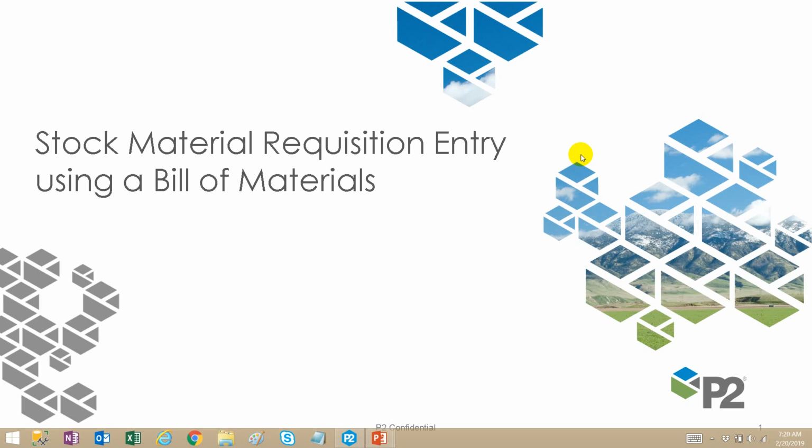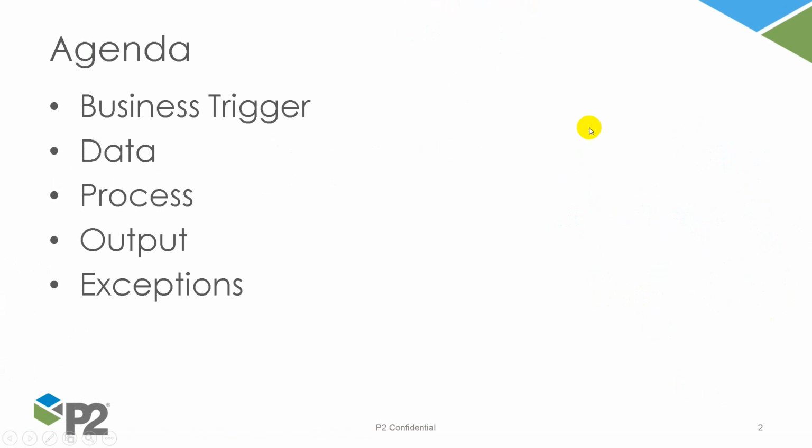In this video, we will see how to do stock material requisition entry using a bill of materials. We will see the business trigger that starts the process, the data that's used, the process itself, and the process output.